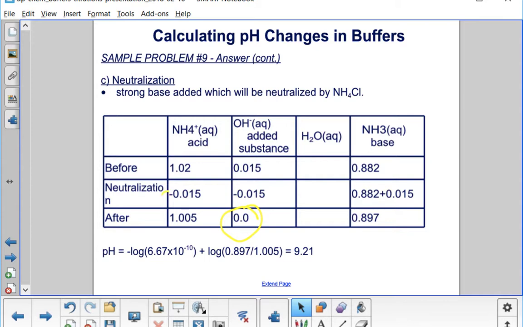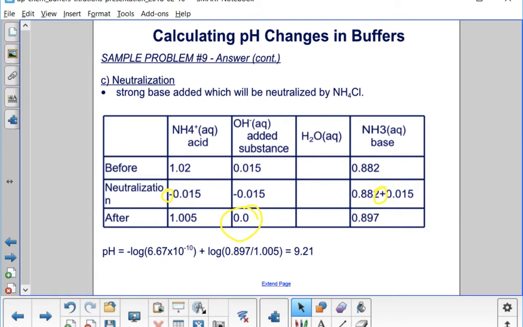As it's neutralized, the NH4+ also gets used up, and in doing so, we generate excess NH3 in order to calculate our new amounts of NH4+ and NH3. So we have 1.005. I didn't subtract there, 1.005 moles of NH4+ and 0.897 moles of NH3 per liter, gives us a concentration there equal to the number of moles.